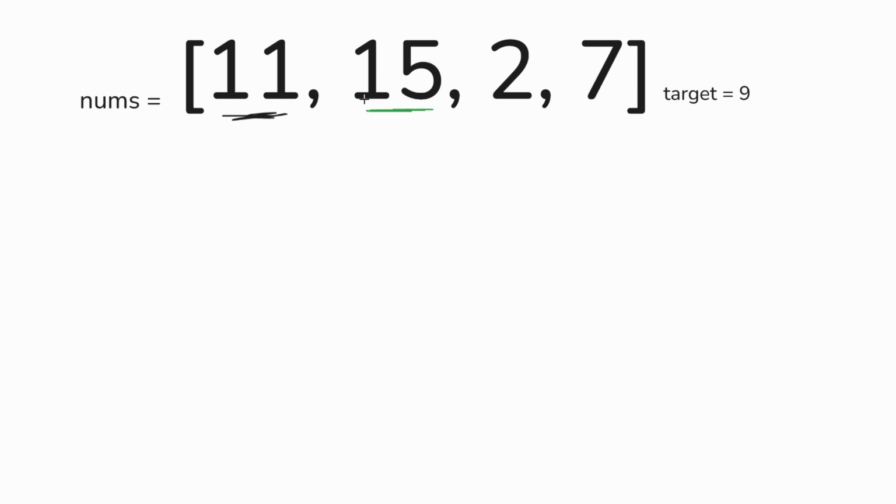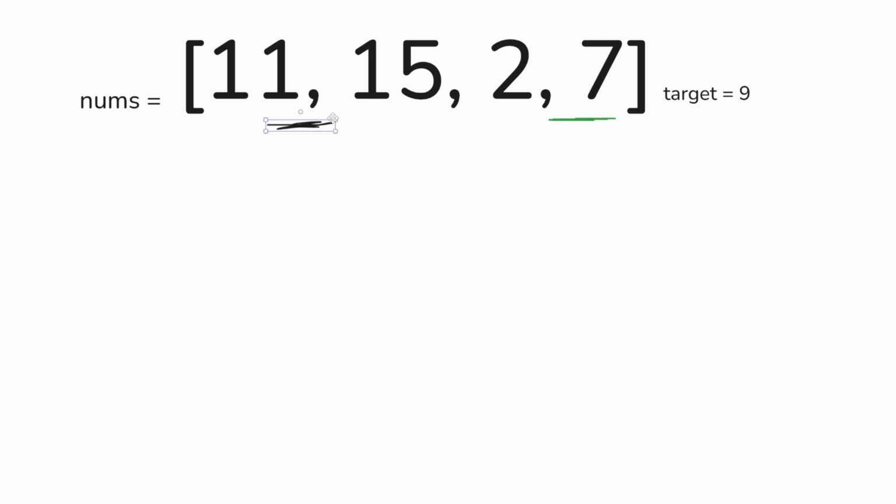The green is going to delineate the possible pairs, and 11 is the number that we're checking all its pairs with. So let's say 11 plus 15, that is greater than our target 9, that does not equal our target 9, so we move on. Now we see 11 plus 2, that's also greater than our target, so that does not equal our target. 11 plus 7, also greater than our target. So we see that 11 has no possible pairs in the nums array that equal up to our target.